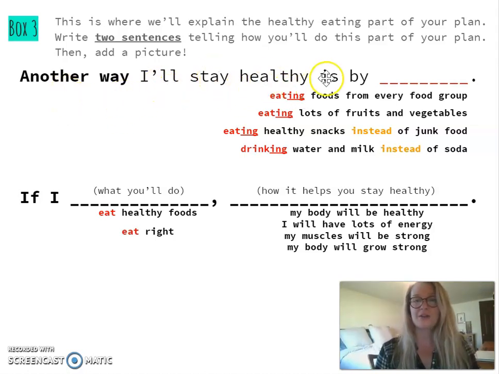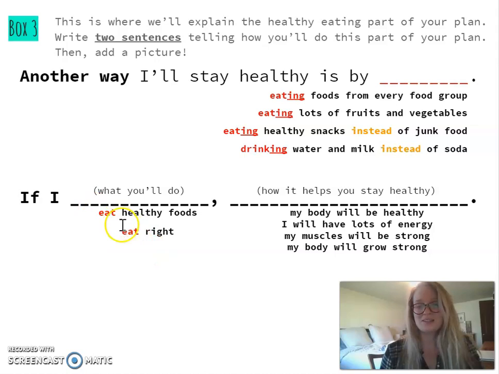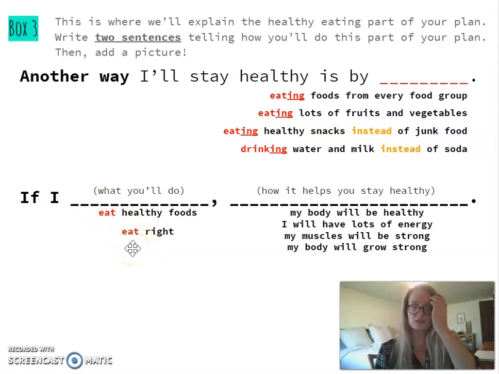Another way I'll stay healthy is by eating lots of fruits and vegetables. Then we explain it. If I eat healthy foods, I will have lots of energy. Or we could say, another way I'll stay healthy is by drinking water and milk instead of soda. This is a great adverb to say the healthier choice. If I drink right, my muscles will be strong. Remember, you can always change up what's on the slide a little bit. If your detail is about drinking water and milk, you might not want to say eat. You might want to say drink, which is totally fine.